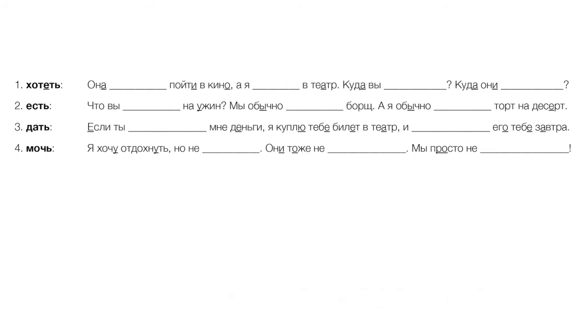Number 3, dać. Okay, now when we conjugate this, it is going to be future tense in meaning, right? It's a perfective verb. So literally, if you will give me money, I will buy you a ticket to the theater, and I will give it to you tomorrow.